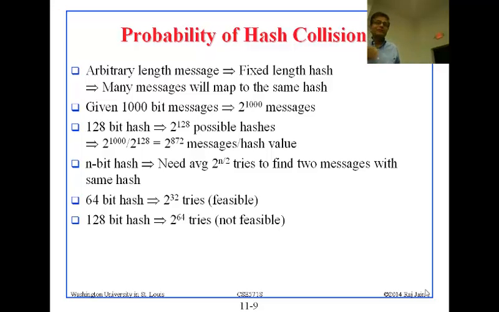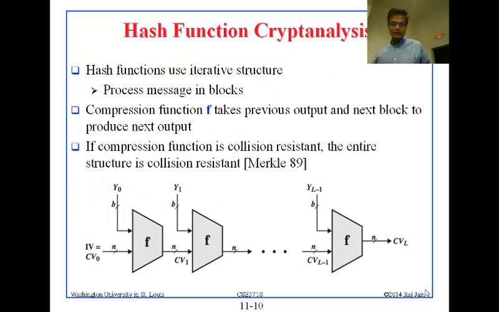2 raised to 64 might be large, but if you have a 64-bit hash, you can break it very easily today, even with all these fast computers. So the hash sizes that you need, so that people cannot find a collision, are becoming bigger and bigger. The key summary is that if the hash size is n bits, then 2 raised to n by 2 trials will be required. Square root of 2 raised to n.